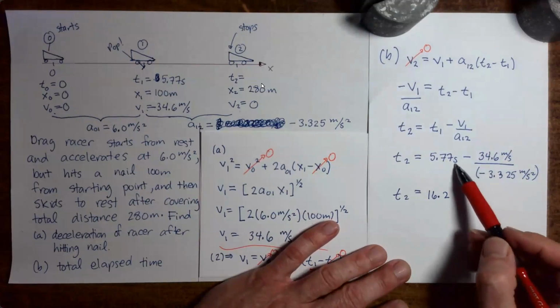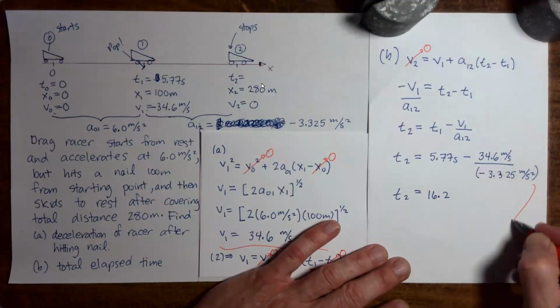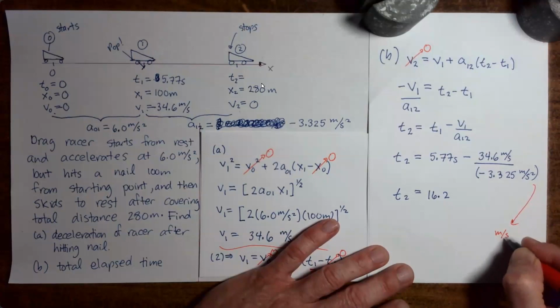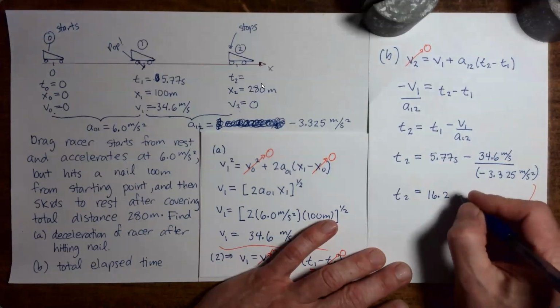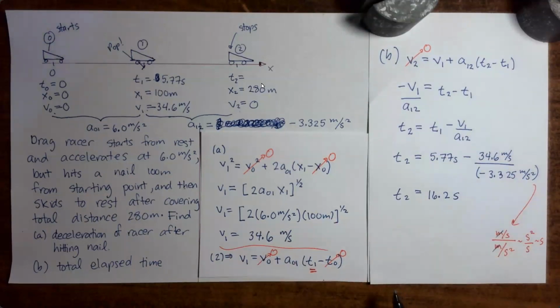So the first term has units of seconds. And as for the second term, we have meters per second divided by meters per second squared. Meters cancels meters. Now take that second squared, pop it into the top. You then have second squared over seconds. Second squared over seconds is seconds. So we see that both terms have units of seconds, which is what we want. The unit of the answer is seconds. So the entire process takes 16.2 seconds.